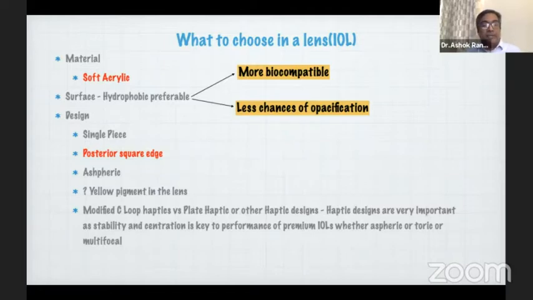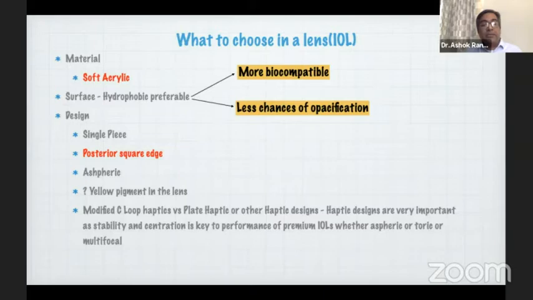So coming to the basics, what is the material we would choose today? Definitely soft acrylic. There is no second choice because we need to have a foldable lens because we are all aiming to do 2.2 millimeter phacos or smaller incisions. And the hydrophobic surface is considered the better surface. There is immense literature available which shows that it's more biocompatible. And hydrophilic acrylic, though we all use in large numbers, has an increased chance of lens opacification, which can happen as late as 3 to 4 years.